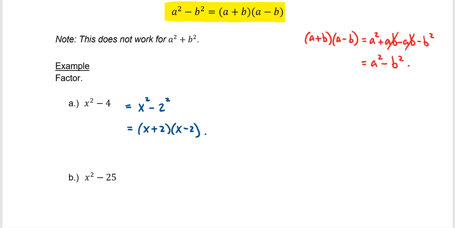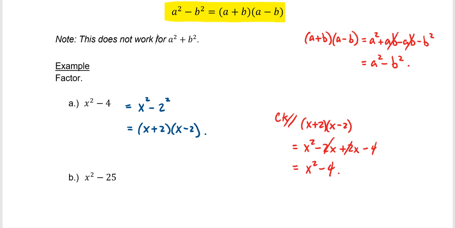So you could check this if you want. You could check it as x plus 2 times x minus 2. You can FOIL this back out, so you can distribute this to make sure that you end up getting what you started with. So FOILing this out, we get x squared minus 2x plus 2x minus 4. Those middle two terms cancel. When we combine those like terms, we're left with x squared minus 4, which is what we started with, so we know that we got this correct.